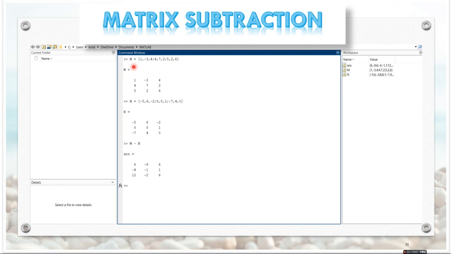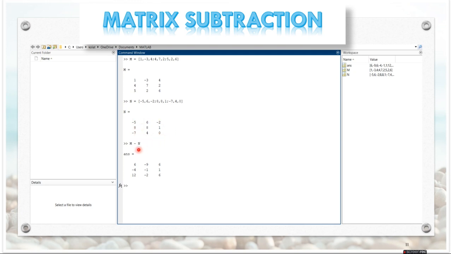Similarly, I'm going to take another matrix M, that is 1 minus 3 4 as row 1, divided by a semicolon, and 4 7 2 as row 2, divided by a semicolon, and 5 2 6 as row 3. And I'm going to take N, and in between the square brackets 5 6 minus 2 as row 1, 8 8 1 as row 2, and minus 7 4 0 as row 3. And when we press enter, we will be able to see the matrix N.